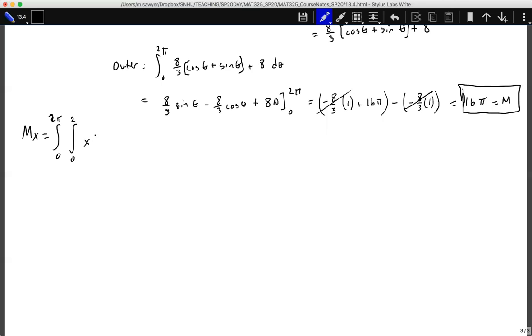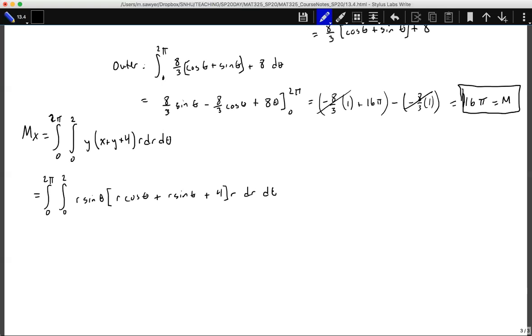So we have our y times x plus y plus 4. This is our r d theta. I do have coordinate systems that are mixed up here just for visual reference of the two moments. So let's convert it all to the same system. So we have 0 to 2 pi, 0 to 2 of r sine theta times r cosine theta plus r sine theta plus 4, times r dr d theta.